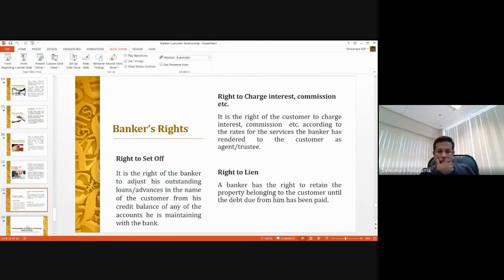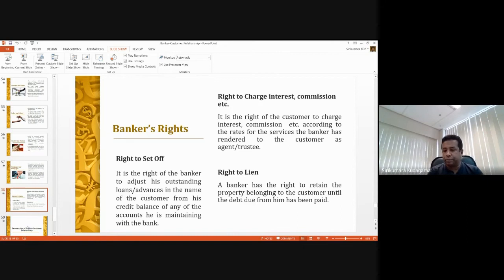Then there are certain rights available to bankers under common law. Bankers' right to set off, that is, the right to set off when there are two accounts with different balances. The bank is in a position to set off what is due to the bank from an account where money is available, even if the customer has nominated the other account. It's subject to certain rules related to set off. Then the right to charge interest, commission, etc. The bank can obtain certain commissions and interest from the customer's account.